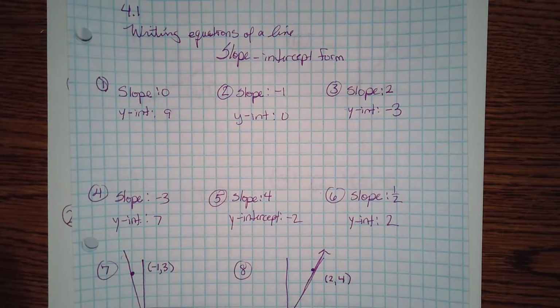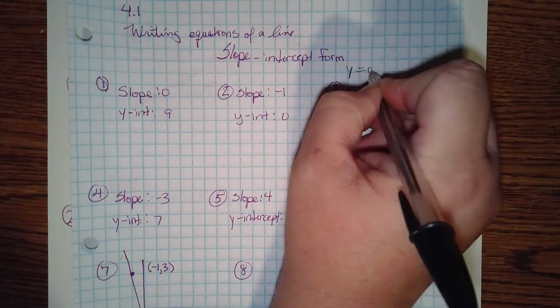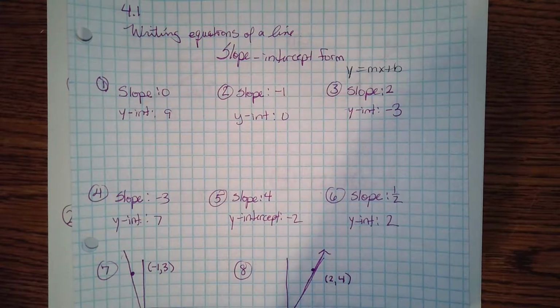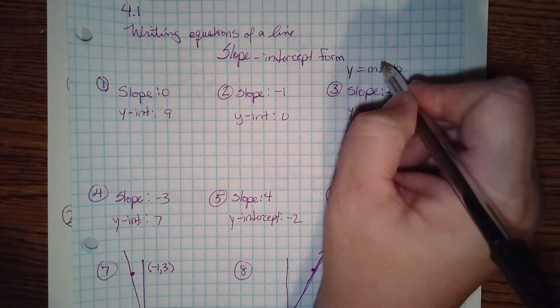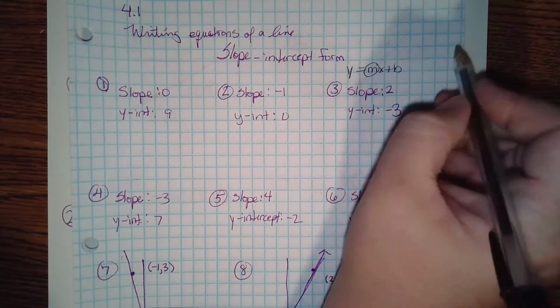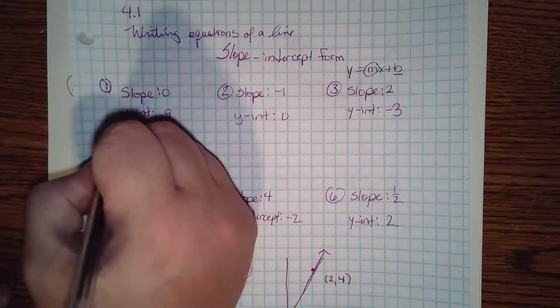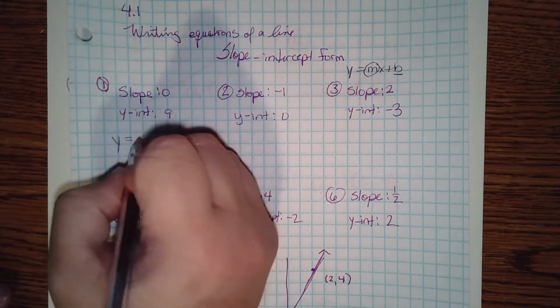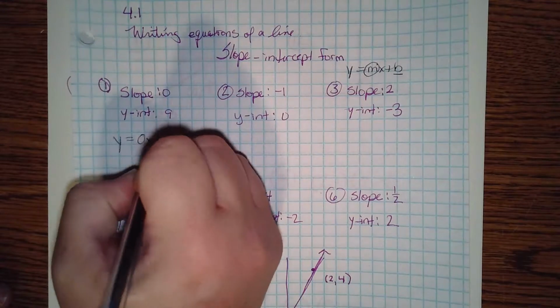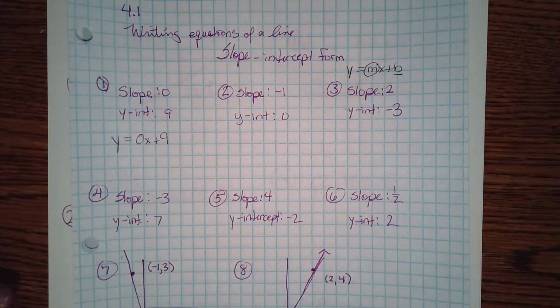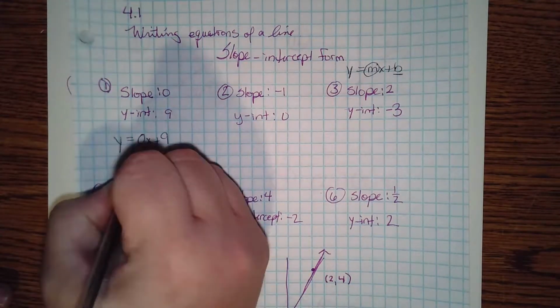So we know the formula to be y equals mx plus b. So if we know the underlying formula, all we have to do is substitute in for the information we're given. Now we know slope is the same as m, and the y-intercept is our b. So all you have to do is write the formula. Y equals slope is 0, x plus b, which in this case is 9. We know that if slope is 0, that means 0 times x is 0. So our actual equation is just y equals 9.